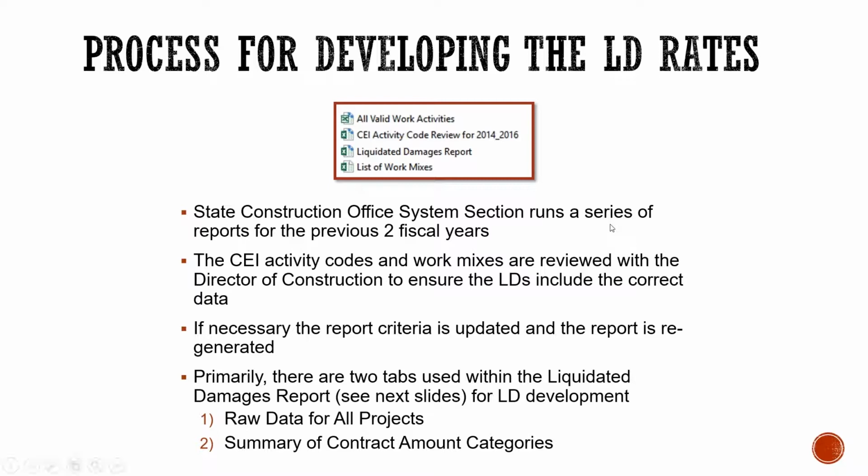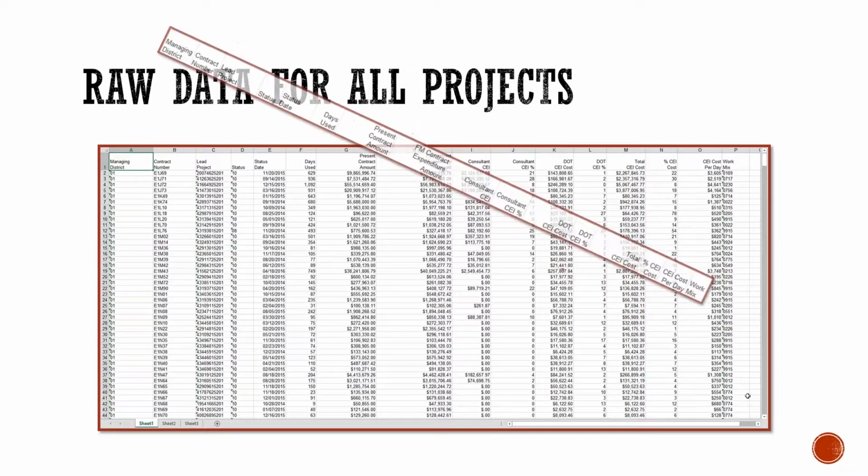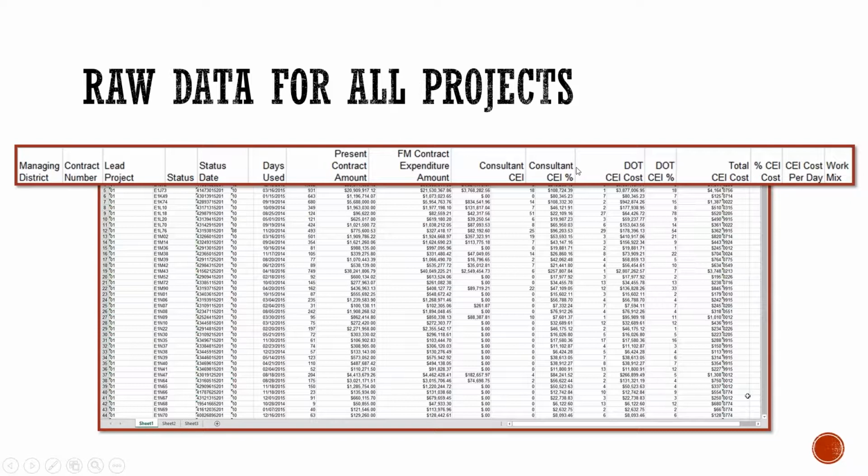And then we look at the liquidated damages report. In the liquidated damages report, there's 2 tabs that become important. The first one is the raw data, which pulls in all the information based on the data from the other reports that were pulled, and then we summarize those by contract amount category. So this is a sampling of what the raw data for all projects looks like. It has all the information that we need to be able to pull together the cost for the liquidated damages. And the work mix down here on the end is pulled based on the reports that Mike has generated.